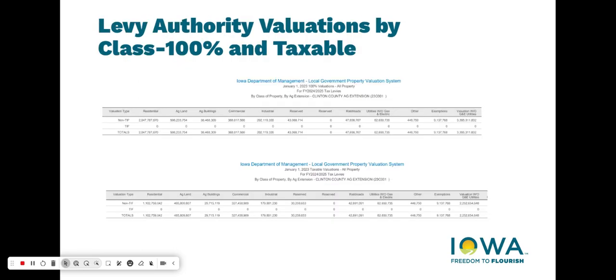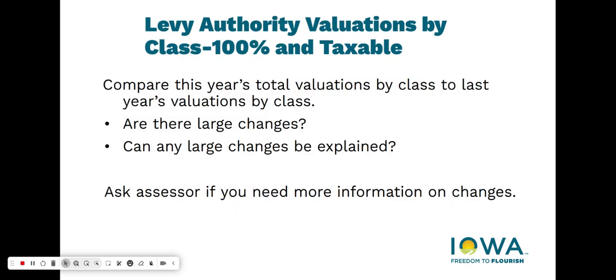Levy authority valuations by class, 100% and taxable, are often reports that folks want to take a look at. This provides each and every class of property for that levy authority, both the 100% assessed and the taxable value. And I do think it's prudent to look at values sort of on an ongoing basis. Compare those total valuations by class to last year's valuations by class. Are there large changes? Can you explain those large changes?